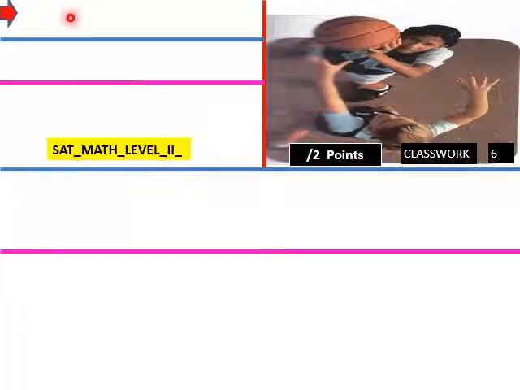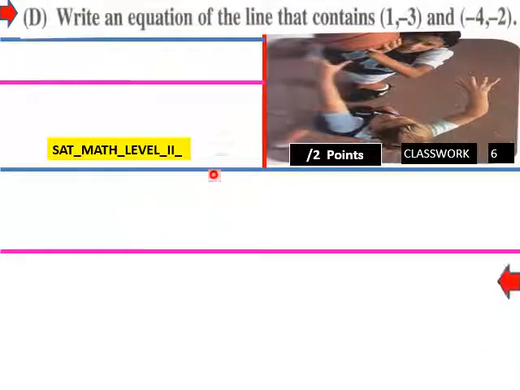So, for example, D here, write an equation of the line that contains (1, -3) and (-4, -2). So we need to write an equation of a line that contains these ordered pairs. To do that, first find the slope, and our slope here is (-2 + 3) over (-4 - 1). This equals -1 over 5.